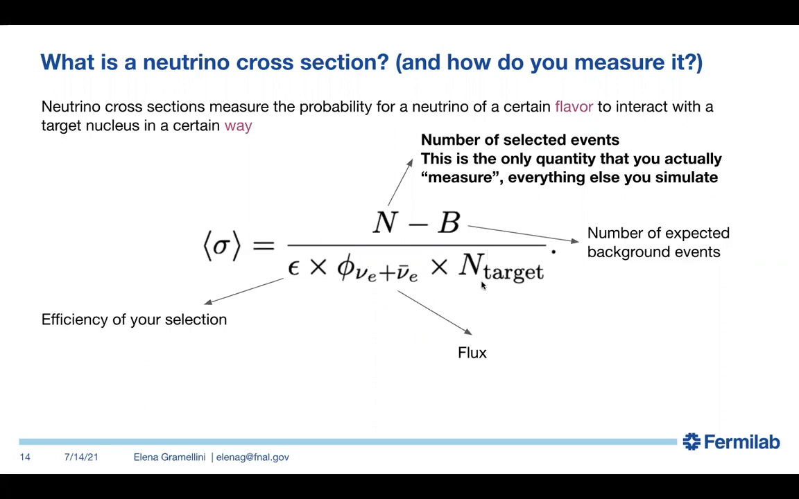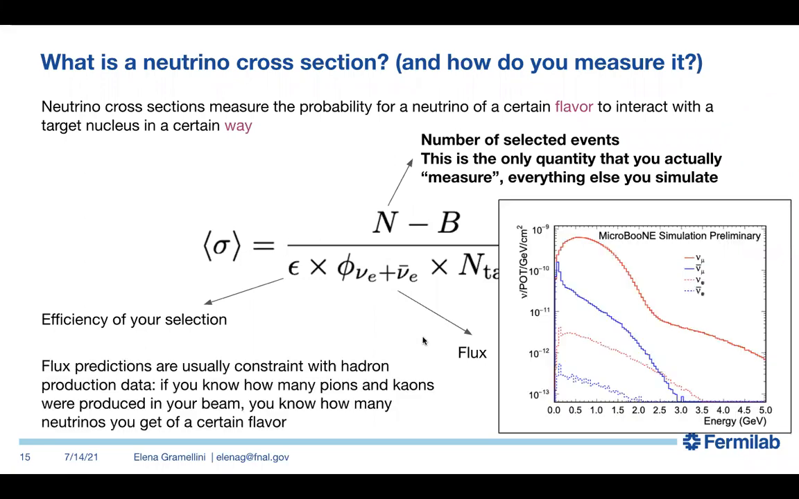And then, of course, if you have a lot of targets, how big your detector is gets into the number of targets that your neutrinos are seeing. In terms of the flux, we were talking about a second ago.